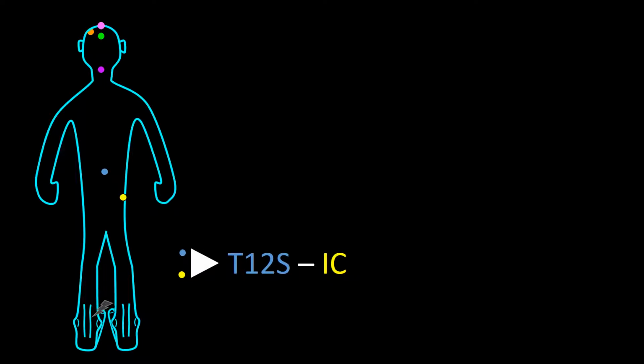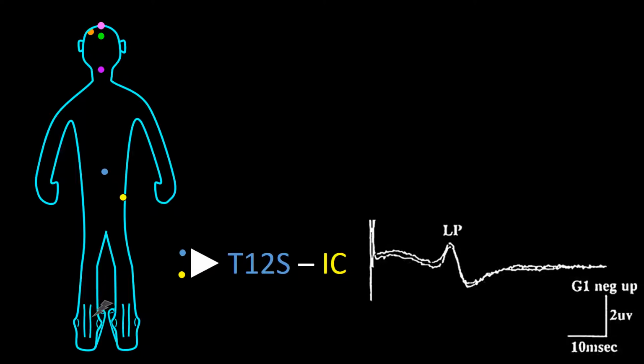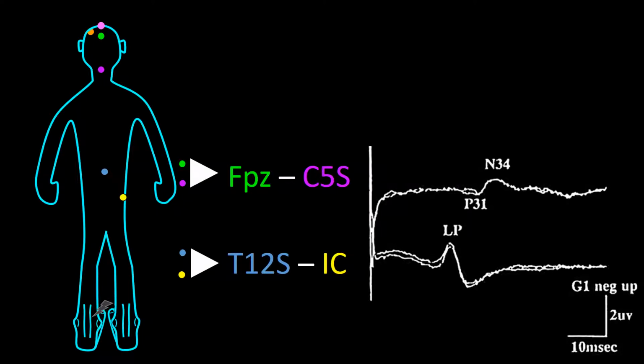The first channel connects an electrode on top of the spinous process of T12 to an electrode in the iliac crest opposite to the site of the stimulus. It yields a peak labeled LP, for lumbar plexus or lumbar point. The second channel connects a mid-prefrontal electrode to an electrode on the spinous process of C5. In this derivation, we can recognize 2 peaks. One is P31 and the other one is N34.